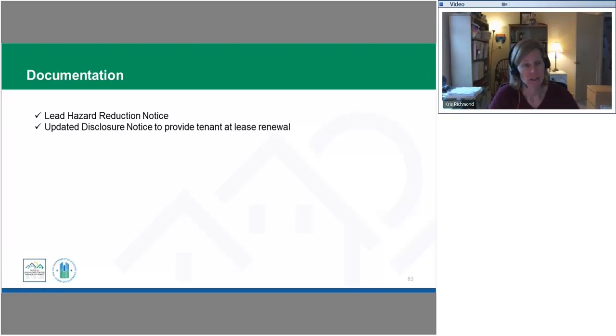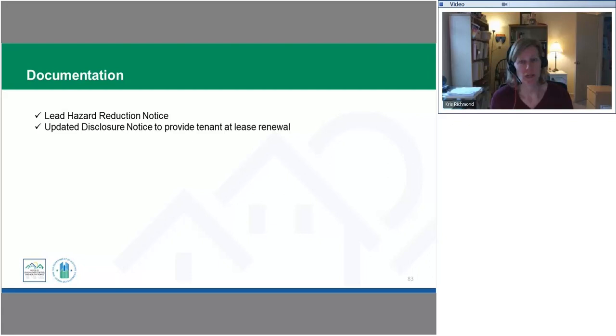Once that work is done, you want to have a copy of the Notice of Lead Hazard Reduction activities in there. You're going to check that for all the required elements, make sure there's dates and signatures. And then now that something has changed, we do need to make sure the owner is providing an updated disclosure notice to that tenant at lease renewal. So we want to check that to make sure it has, again, that it's been dated before the signing of the lease renewal, that there's signatures, that there's copies of reports that have been provided. So this is the notification that's done during the step of after the treatment has been done.